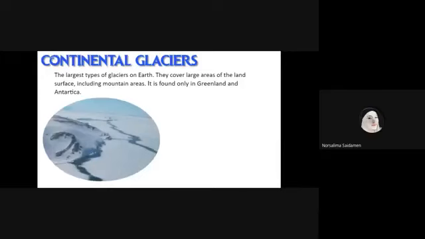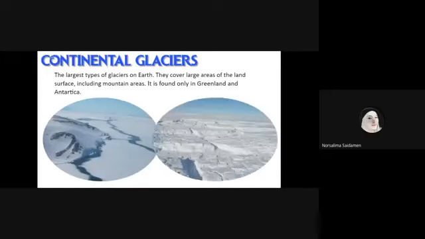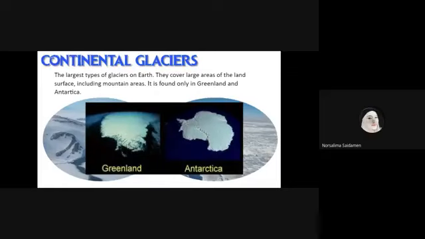So continental glaciers are the largest types of glaciers on Earth. They cover large areas of the land surface, including mountain areas. So it is found only in Greenland and Antarctica. It does not exist in the Arctic region or other polar regions of the Earth.